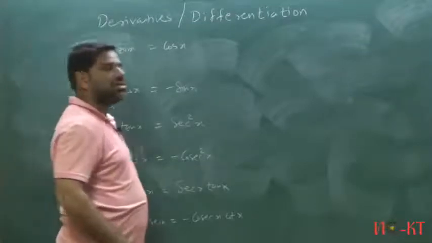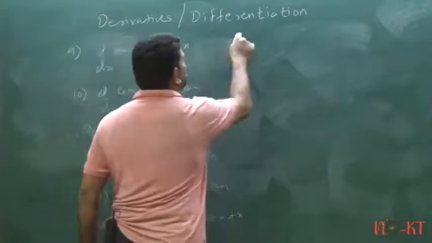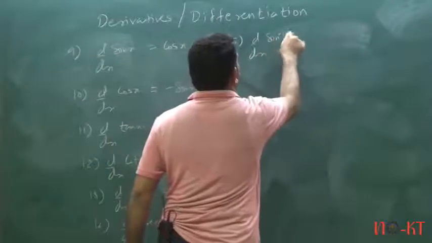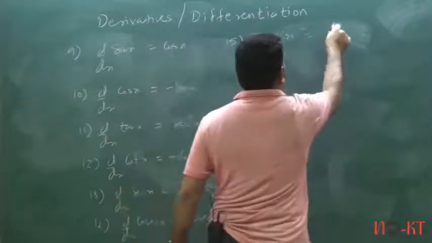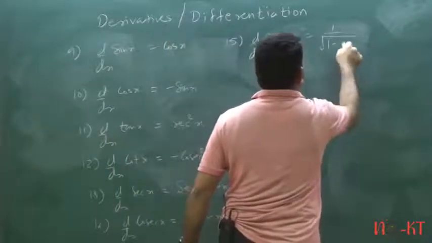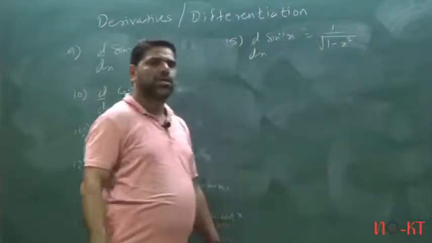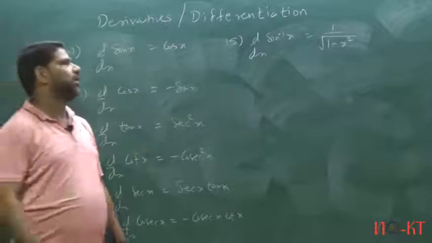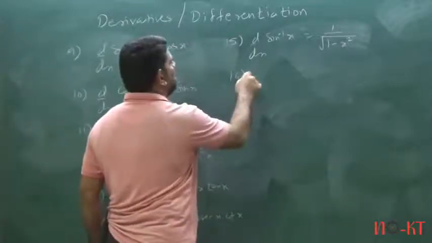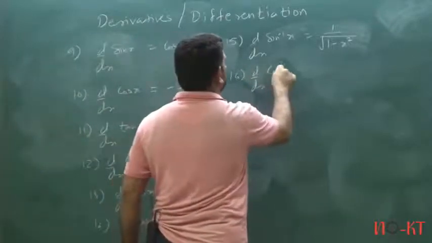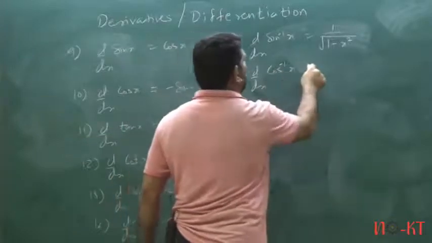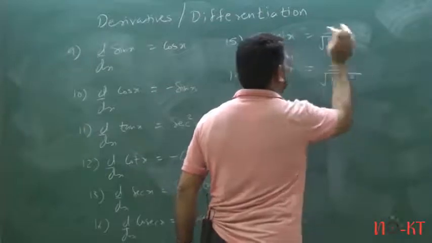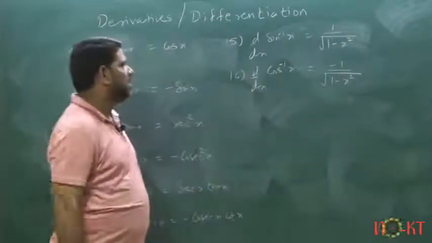Now inverse functions, formula number 15. We say the derivative of sin inverse x is 1 upon root of 1 minus x square. Okay, what I said, the derivative of sin inverse x is 1 upon root of 1 minus x square. 16th one, derivative of cos inverse x. Formula is the same, only minus 1 upon root of 1 minus x square. Plus and it is minus.